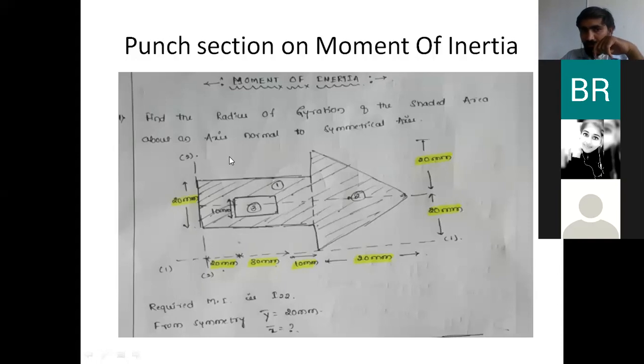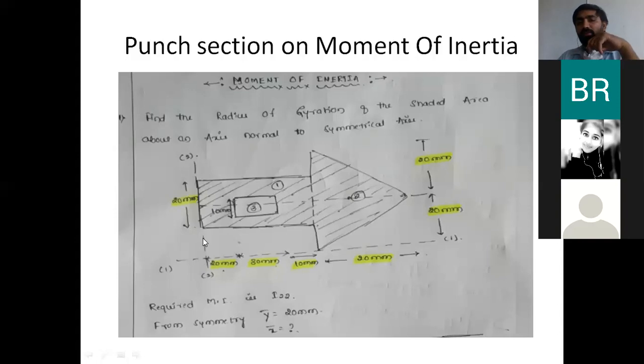So what is the given problem talking about? Find the radius of gyration of the shaded area about an axis normal to the symmetrical axis. What do you mean by normal? Normal means perpendicular to this symmetrical axis. So this is the symmetrical axis, and this one is the normal axis. What is the angle between the symmetrical axis and the vertical axis? That will be 90. So this one acts as your normal axis.